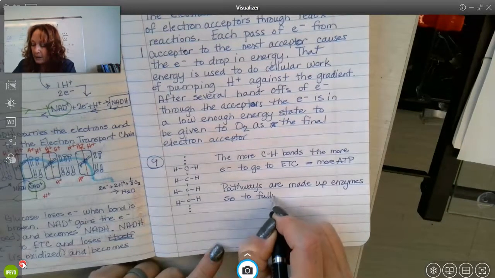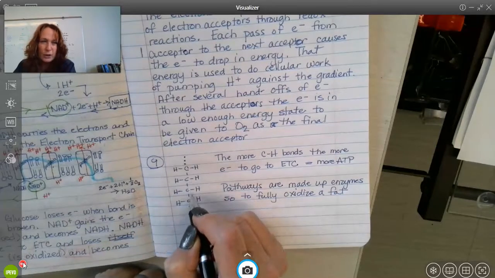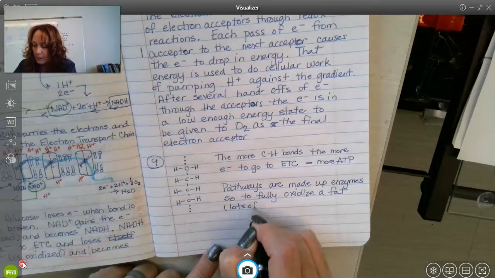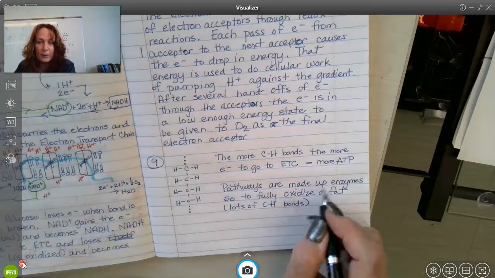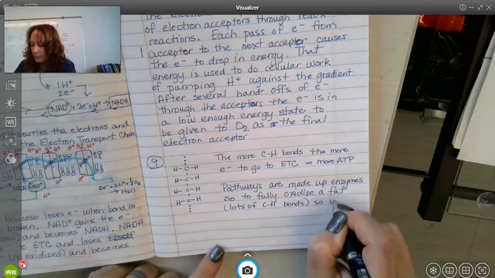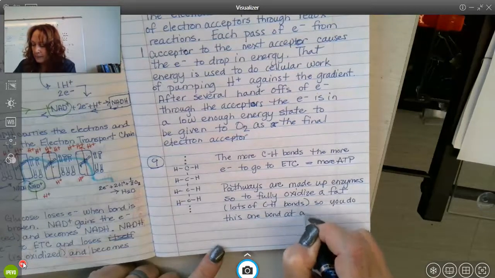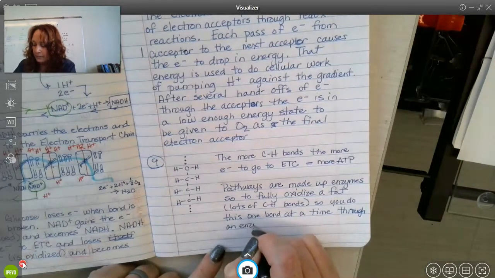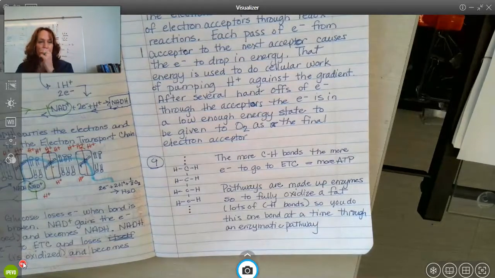So to fully oxidize a fat, lots of carbon. Like you could have 22 carbons, no problem. To fully oxidize a fat, so we're going to put here lots of carbon-hydrogen bonds, you're going to break them off one at a time. And that has to be done in a pathway with enzymes. So you do this one bond at a time, through an enzymatic pathway. That just means that all the steps have enzymes in it, because a lot of these processes would not naturally occur quickly enough, and so we use enzymes for it.